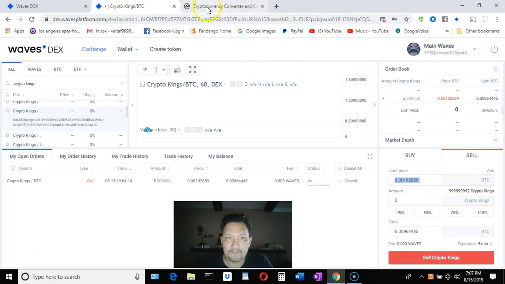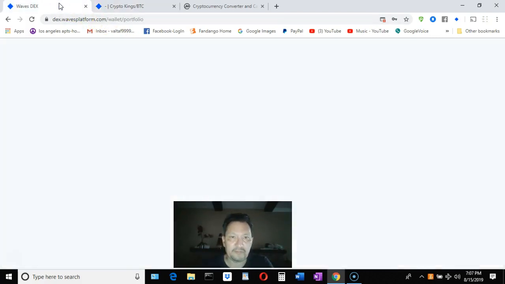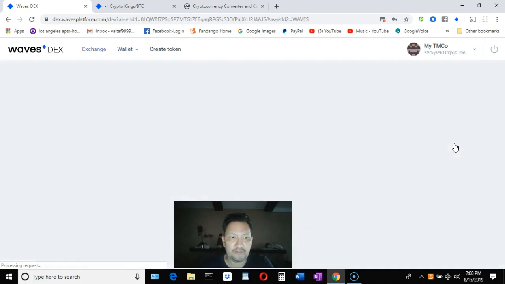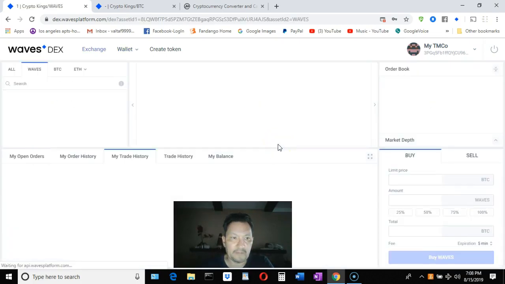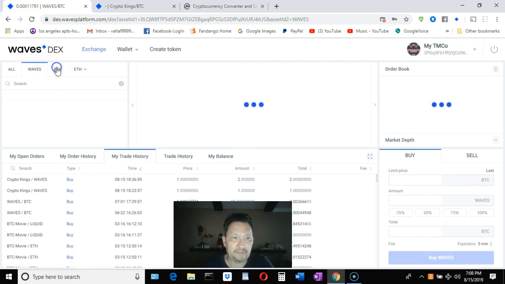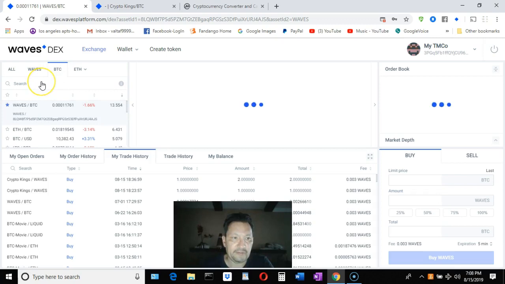So here we are. See, here's the sell order. 5 Crypto King coins for this amount of Bitcoin equals this total amount of Bitcoin. So go over here to my personal wallet. That's the exchange wallet. So my wallet, and we will transact in the exchange here. Click this symbol. And we will click the BTC label here because we're going to pair the coins right now.